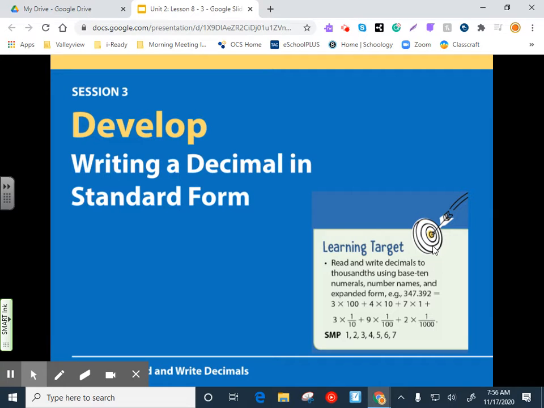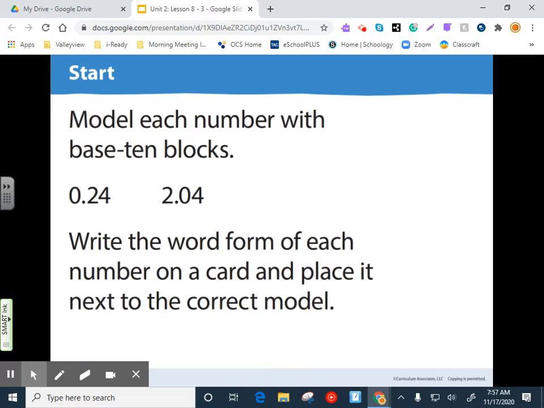Okay, we are doing this last part of lesson 8. There is a fourth session, but I think we're going to get everything wrapped up here with session 3. Again, our learning target is that we want to be able to read and write decimals to thousands using base 10 numerals and number names in expanded form. So let's get into our warm up.